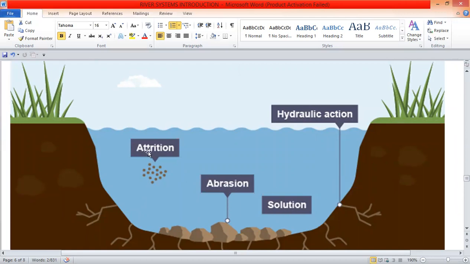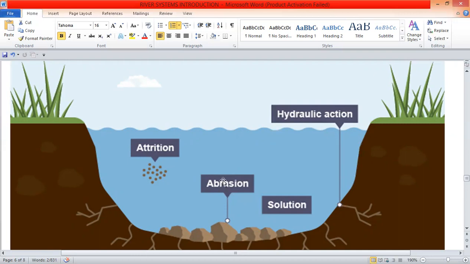We have a process called attrition. The particles, as you can see, the load is being eroded through a process called attrition. There is also an erosion process called hydraulic action. The load of the stream can be eroded through a process called hydraulic action.